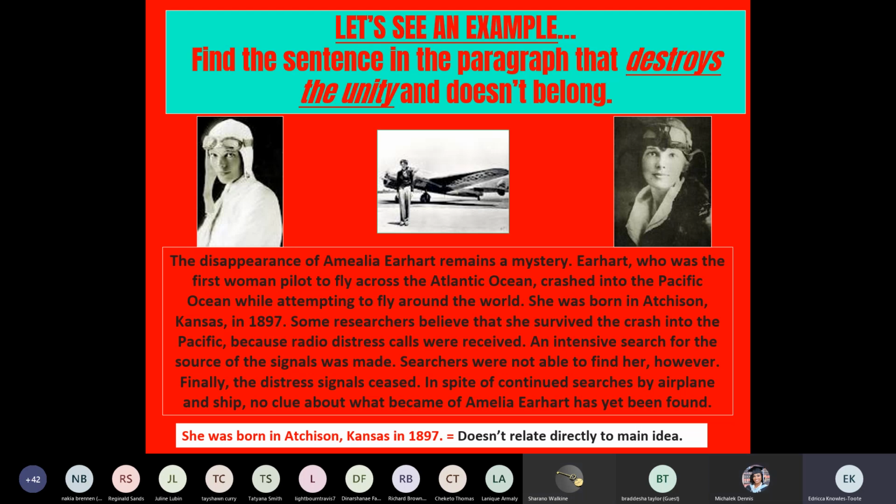Now, what about the concluding sentence or the clincher? What is that concluding sentence that just sort of sums everything up?